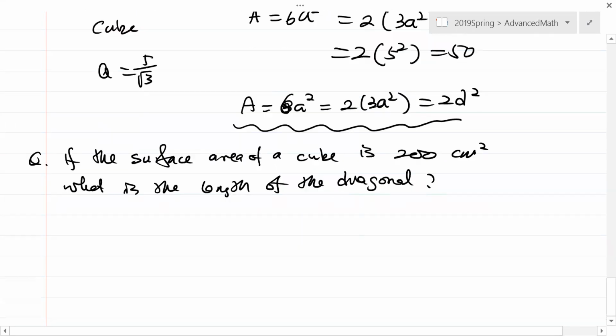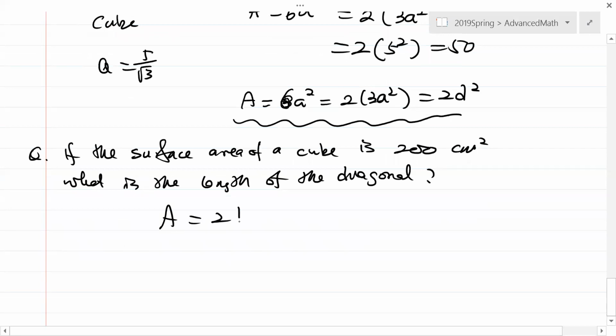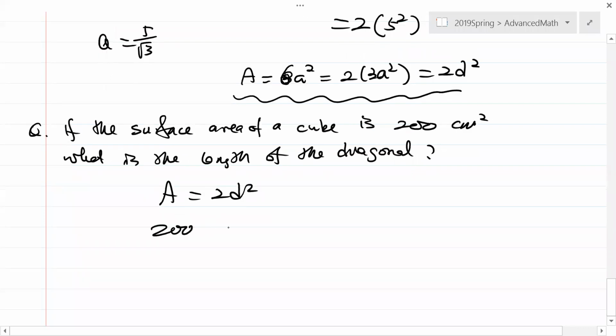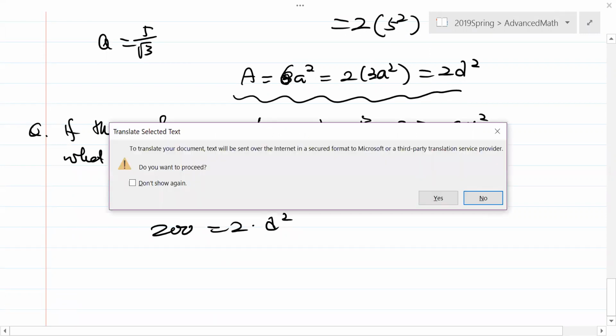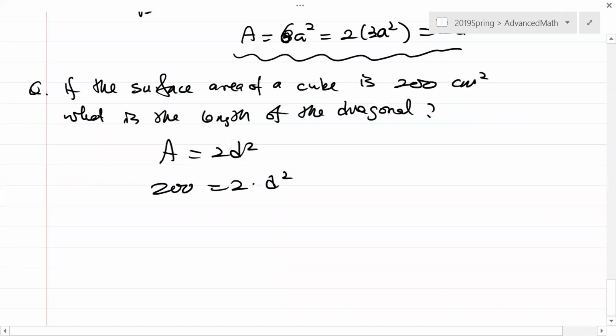If you already know this is a 2D square, then you solve. Otherwise, you have to go through the edge length. So 200 equals 2 times d squared, and d squared equals 100. This implies d is going to be 10. Those are the kind of problems usually in the Math Countdown part.